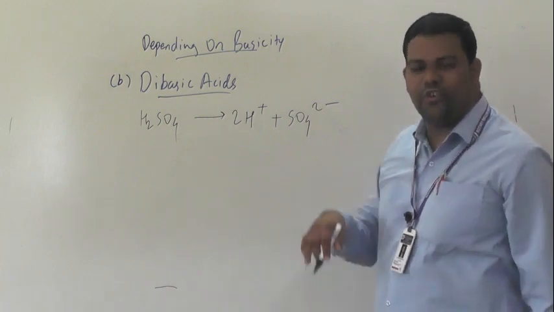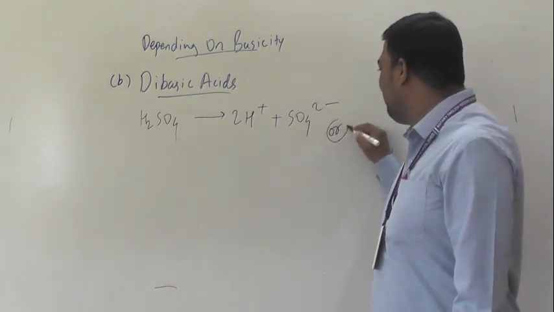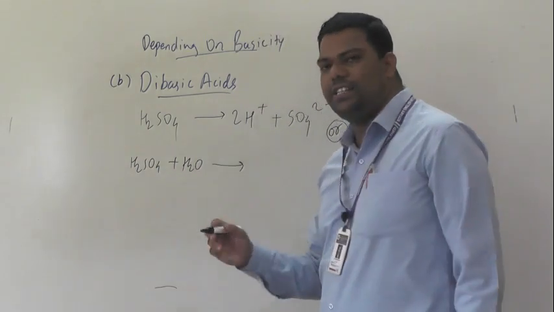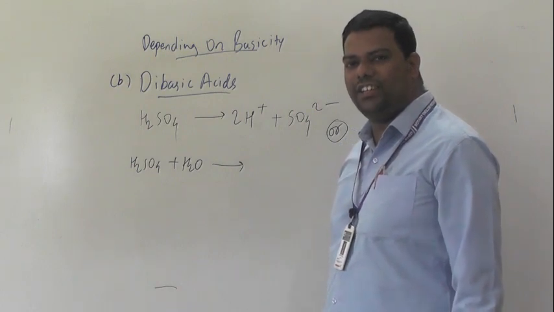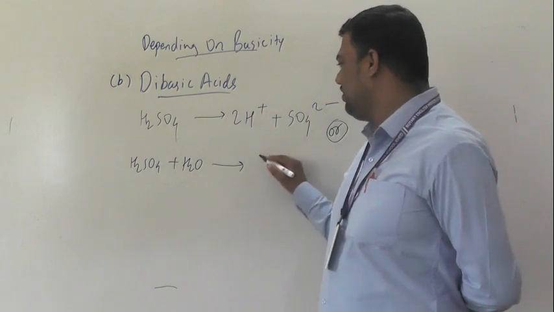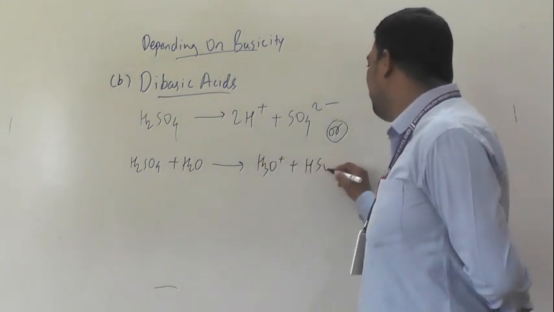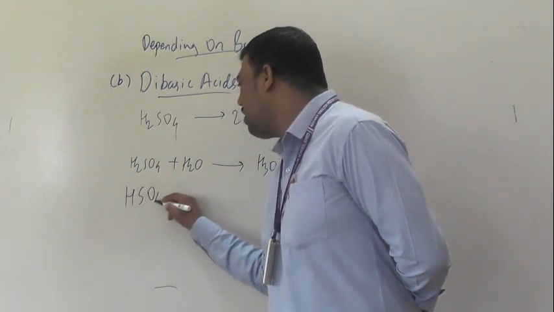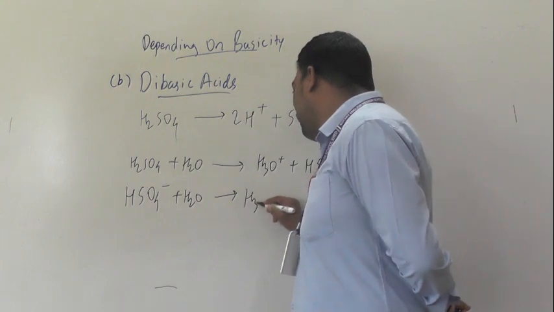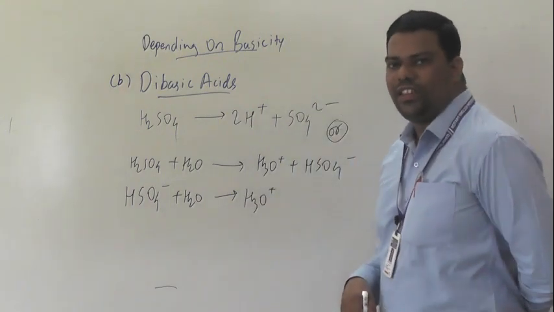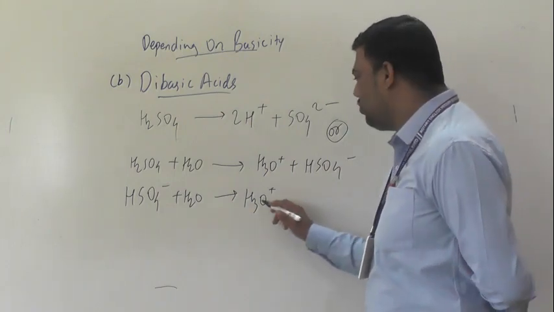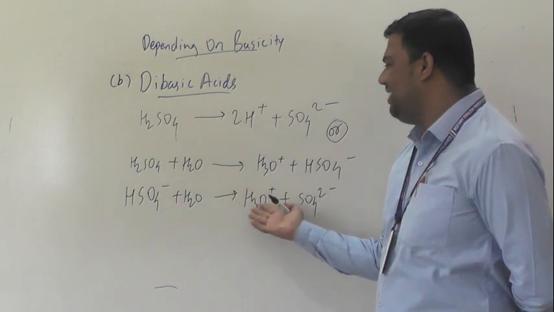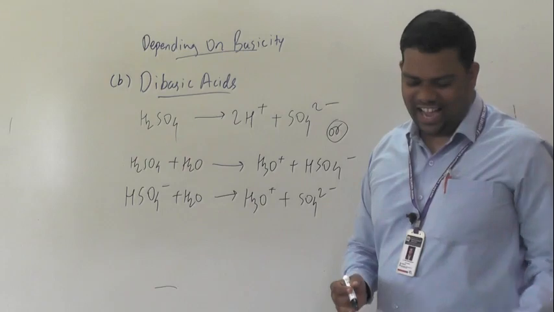But suppose you are going to write in aqueous solution, we can write H2SO4 plus H2O, acid and base. As I already told, acid is amphoteric in nature. They can act as an acid as well as a base. So here H3O plus plus HSO4 minus. This further will react because it contains hydrogen, so it can react with this pure water aqueous solution. According to Lowry Bronsted, acids are proton donors, bases are proton acceptors, so you get H3O plus plus SO4 2 minus. Understood, this means a dibasic acid; here we also proved dibasic acid.